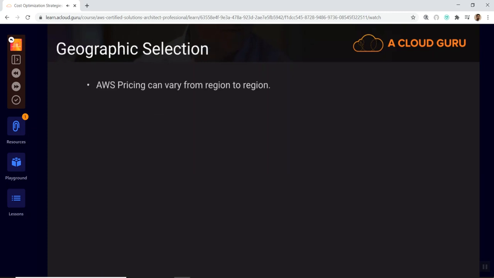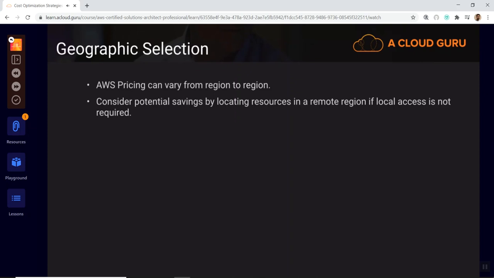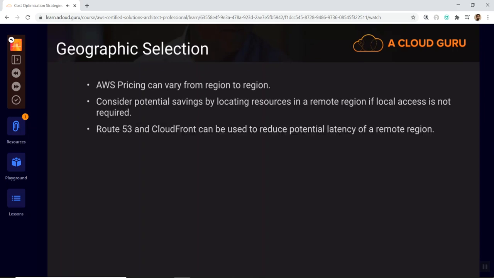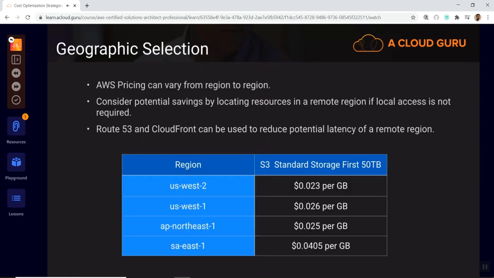Now, AWS pricing can vary from region to region. This is something you might want to consider when you're trying to optimize your cost. If another region has a lower price and you don't require that service to be local to your current region, then you might be able to save a lot of money. And even if you are worried about latency, you can still use CloudFront and Route 53 to try to get around that. So if we take the example of S3 standard storage for the first 50 terabytes, US West 2 has the lowest cost per gigabyte. And you can see how the costs increase as we go to different regions.